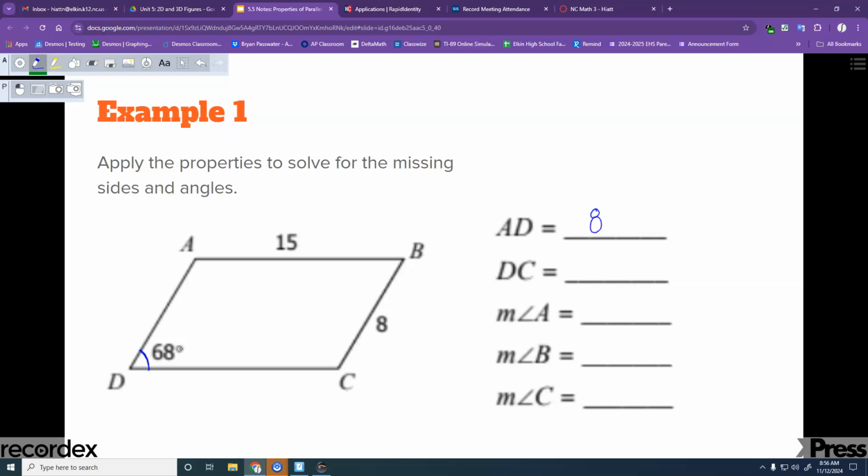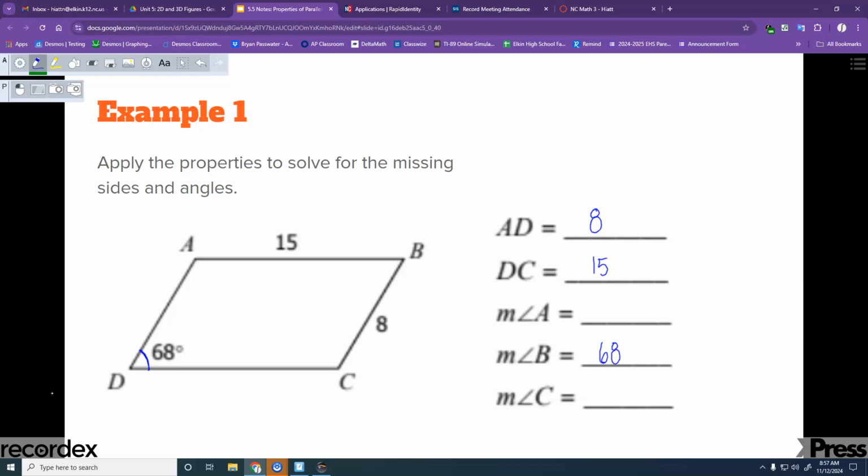Okay. Victor, what's side DC? 15. Very good. Okay. All right, Josiah, here's one that's a little bit trickier. What would be the measure of angle A? Okay. We only have one angle in this whole thing, right? What about angle B, Josiah? What would angle B be? That one would be 68.